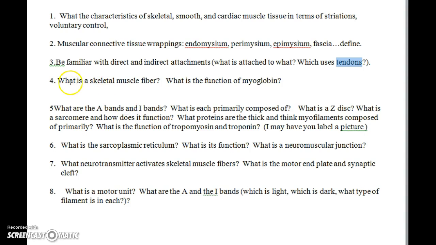Remember, what's the skeletal muscle fiber? Remember, that's a muscle cell. Here, this is on there too, as they defined. What's the function of myoglobin?